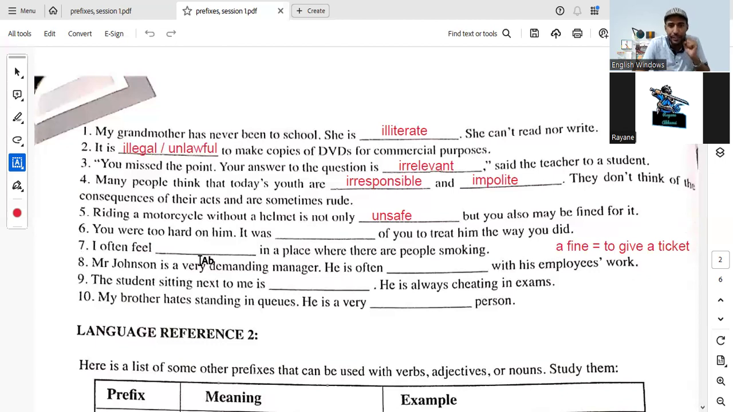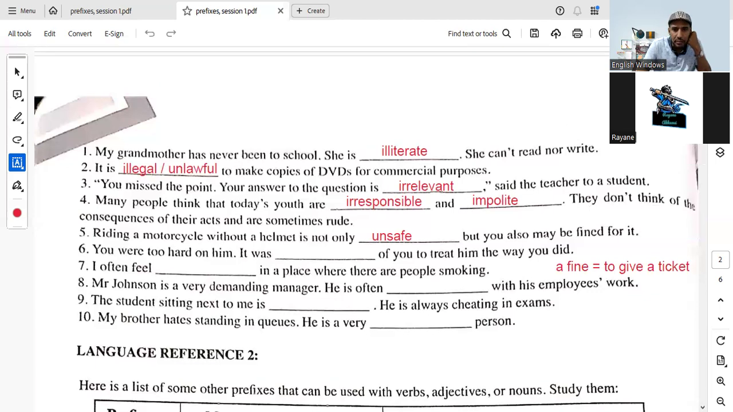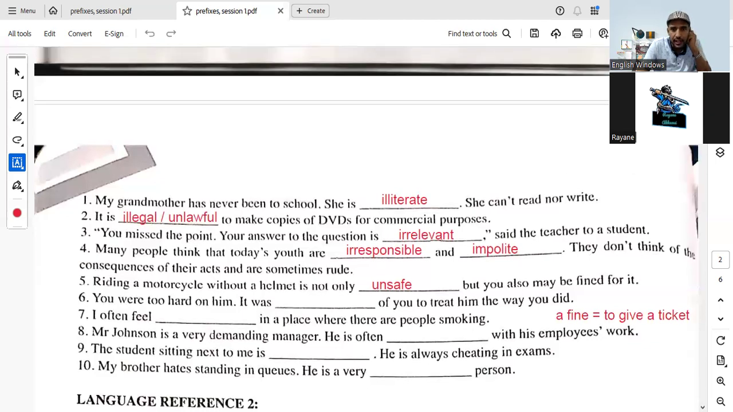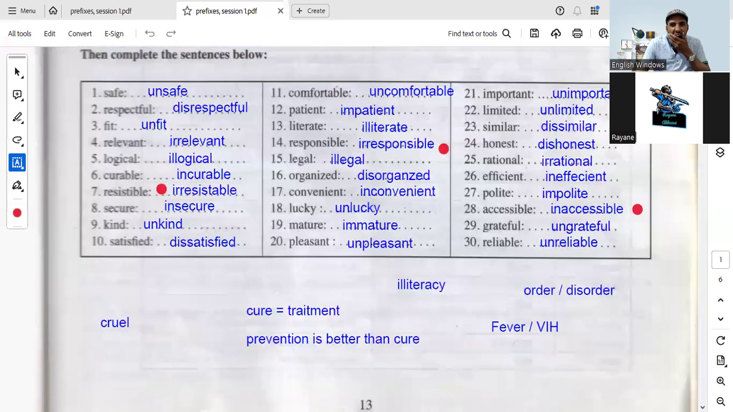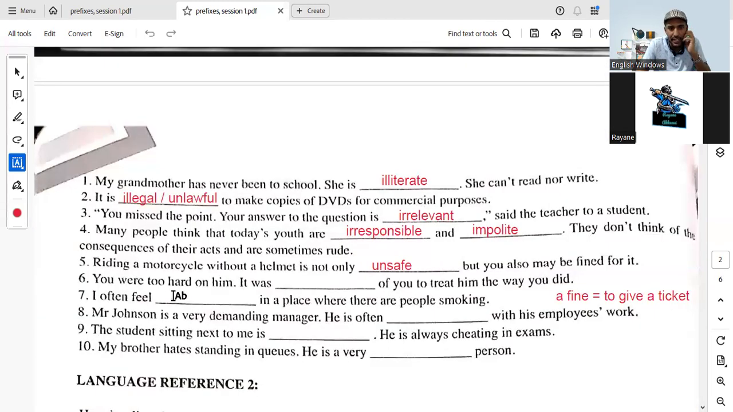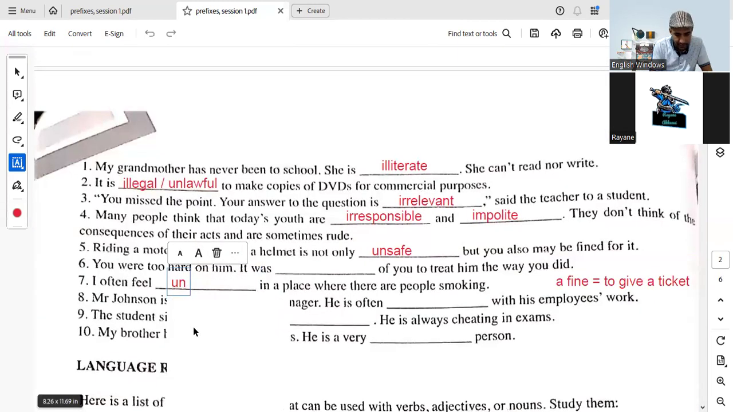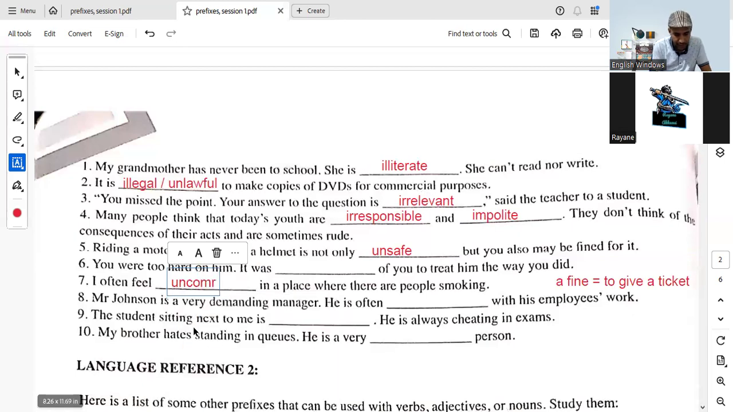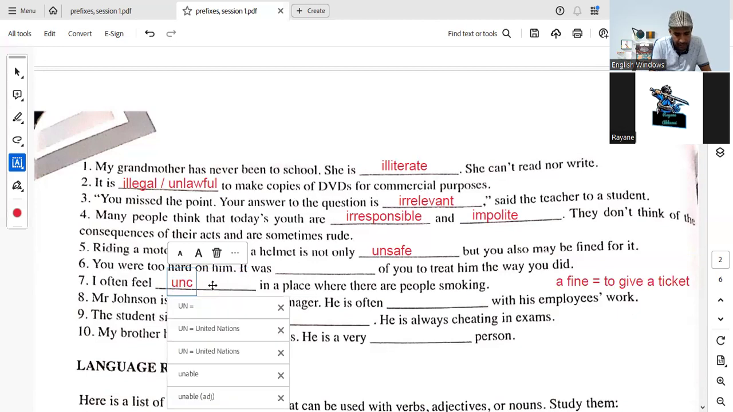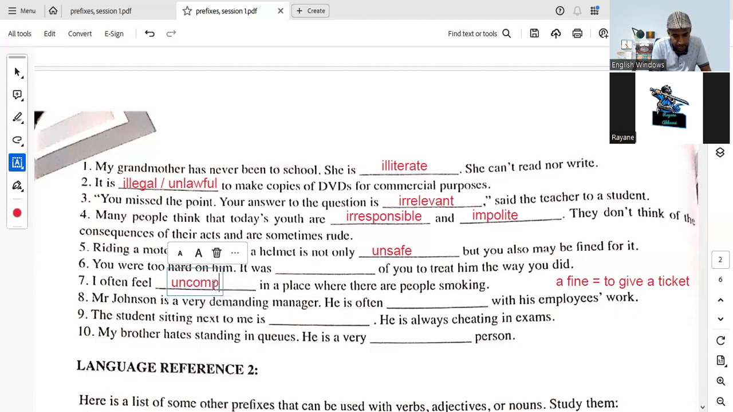Well, I often feel in a place where there are people smoking. How do you feel when you are in a place where people are smoking? Uncomfortable. Uncomfortable, very good. I feel uncomfortable in a place where there are people smoking. Very nice, good.